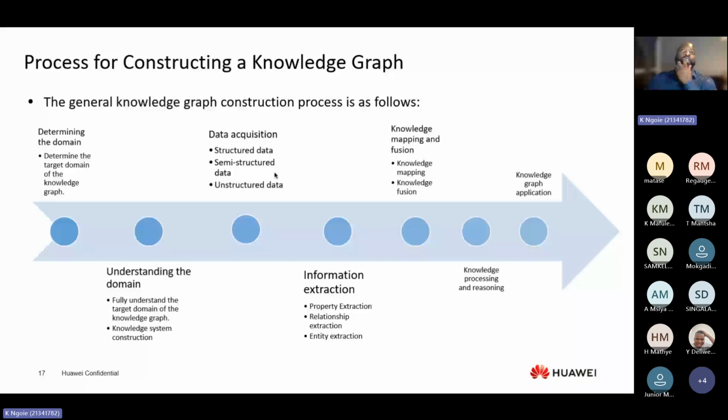Okay, so in the process of constructing a knowledge graph, the way it's gonna work is that the first step will be to determine the domain, which means that we want to determine where the knowledge is coming from. So we define the scope or the purpose of this knowledge graph. We need to find what area we're talking about. For example, if I say James Bond, we find ourselves in what type of domain? We find ourselves in movies.